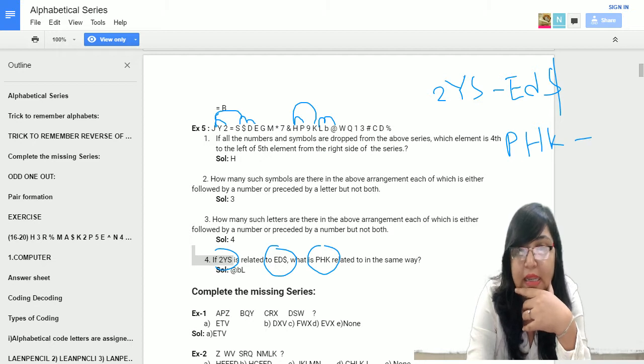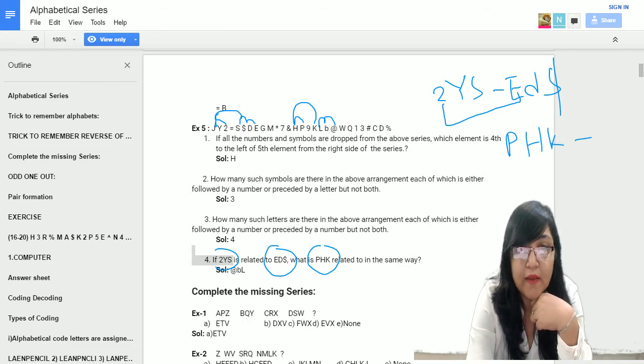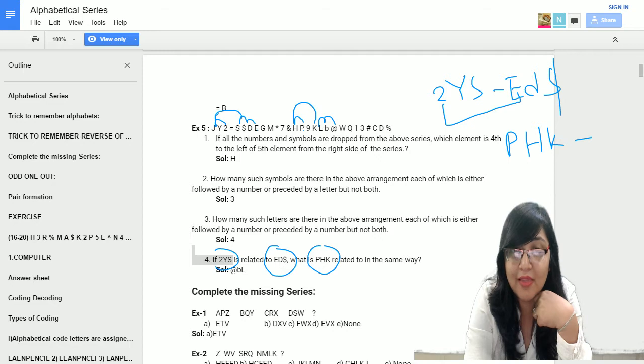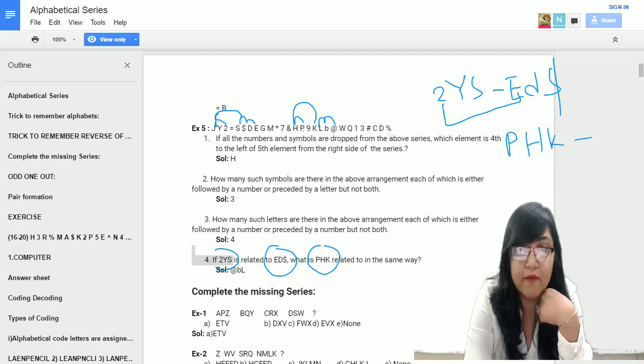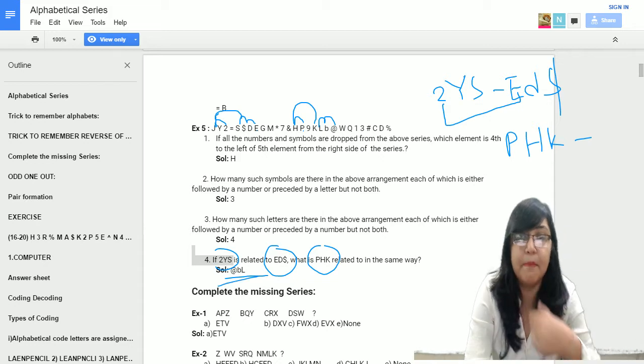Now how did I get at the rate? For this you have to relate 2 and E. So if you relate 2 and E, it is 1, 2, 3, 4, 5. So you have to go 5 steps forward. So from P as well you have to go 5 steps forward. This is 1, 2, 3, 4, 5. So we will be starting from at the rate, and in the same way E, after E what comes? D. In the same way after at the rate B will come, and after B L. Okay, clear? So our answer will be at the rate B L.